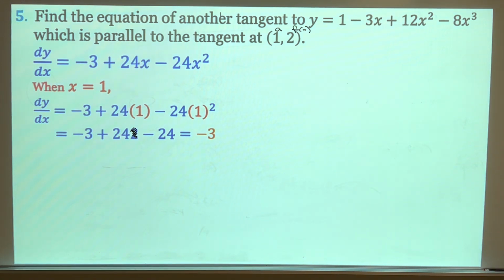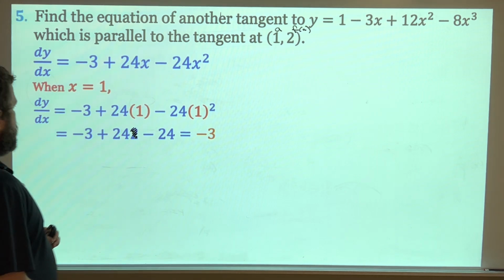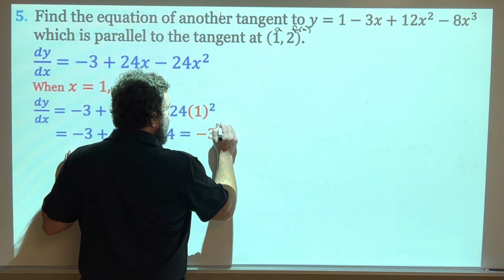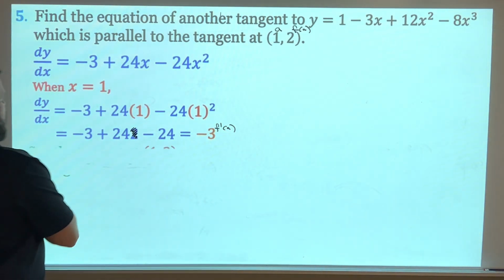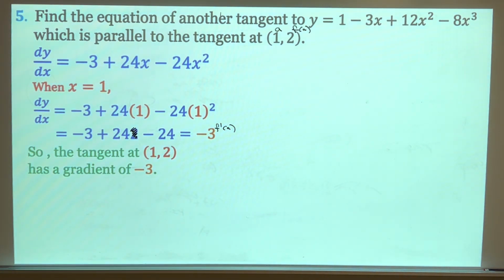All right. Now, can we find the tangent line at (1, 2)? Of course we can, because this is f prime a. So now we're going to find the tangent line at (1, 2) with gradient negative 3. So what equation are we using to do that?